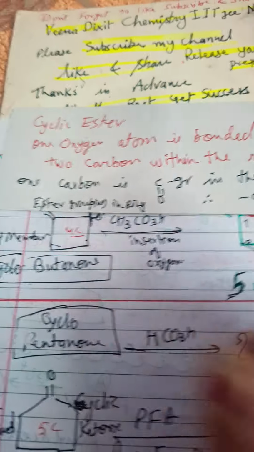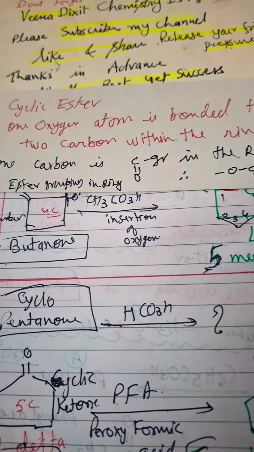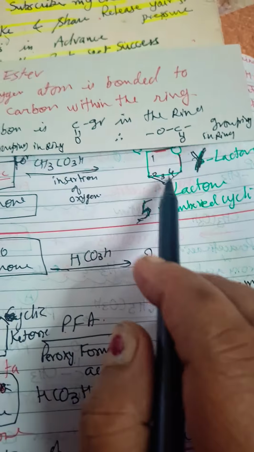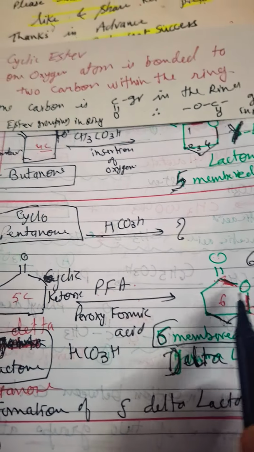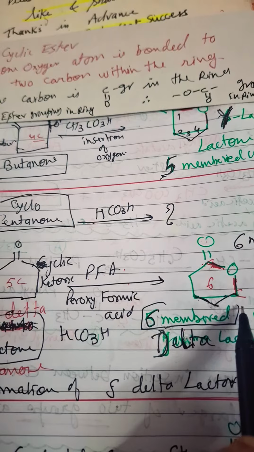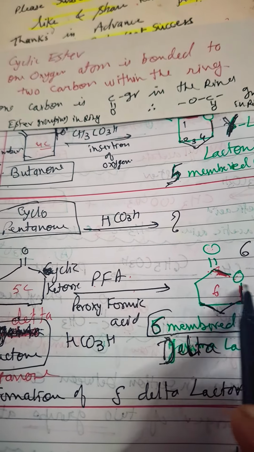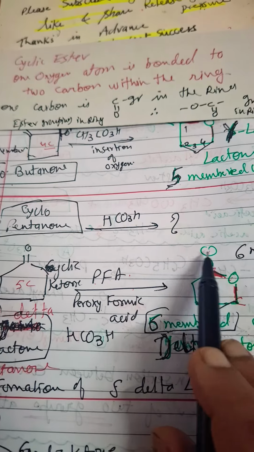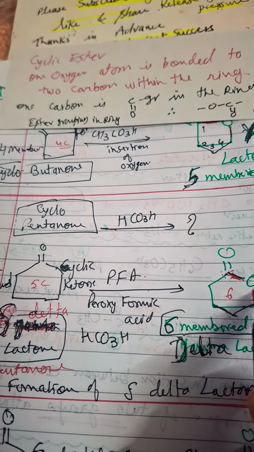Students, here we discuss cyclic esters. What is a cyclic ester? Cyclic esters are those esters which are in the cyclic form. This is a cyclic ester. Here one oxygen is bonded with one carbon, and the second carbon is bearing a carbonyl group, that is the C=O group. So this ester grouping is there.